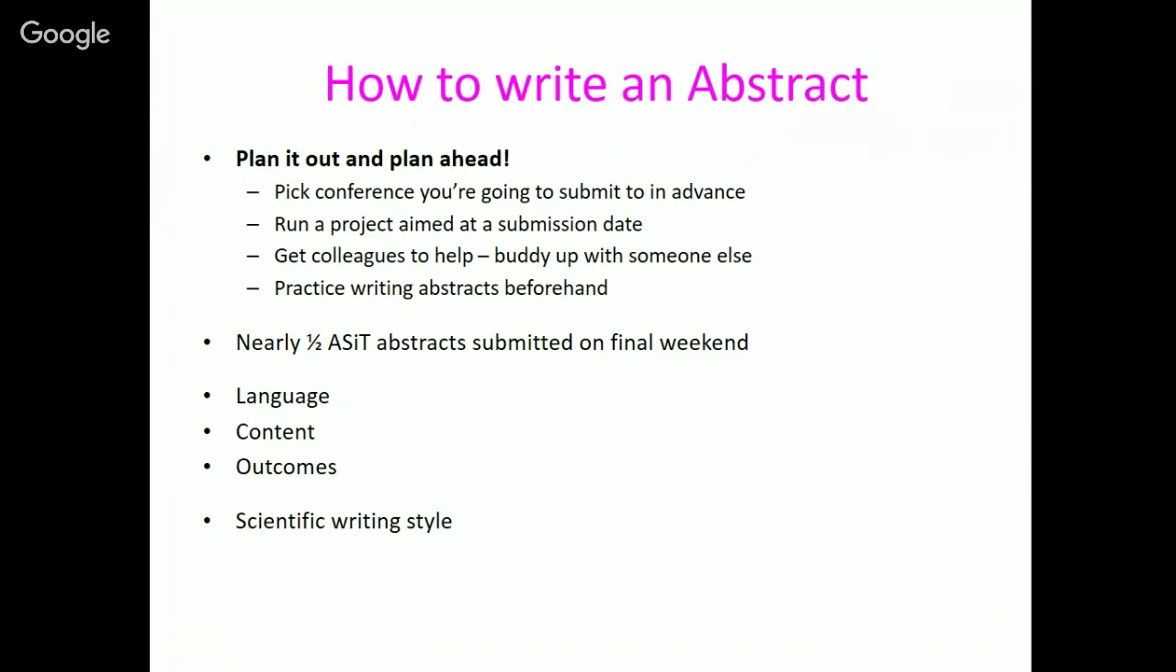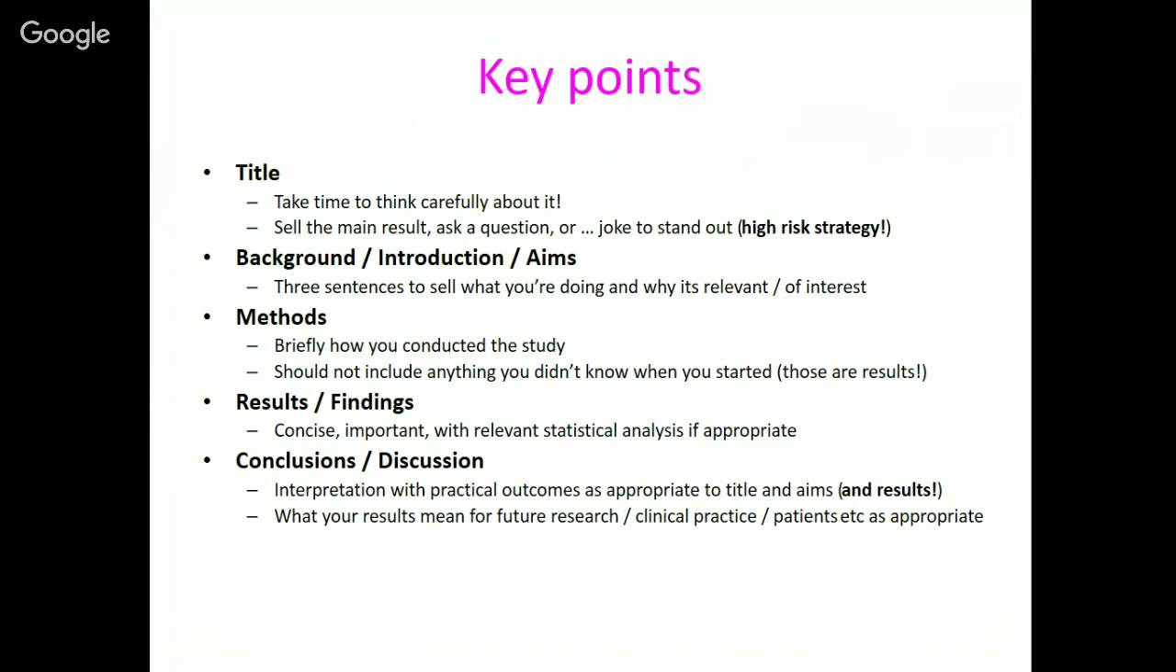So we talked about these key points a moment ago, and this is very much the same whether you're submitting to a conference or whether you're writing an abstract to accompany a paper that you're submitting to a journal or for your thesis. You need to take time and make sure that the title of the work comes across in the right way. And that might be a title that sells the main result of the finding, or it might be a title that asks the research question that you were asking. And sometimes you can even try and make a pun or a topical comment around the work that you're undertaking, although by and large the scientific writing style tends to shy away from making a joke out of serious academic work. But I've seen that done a few times.